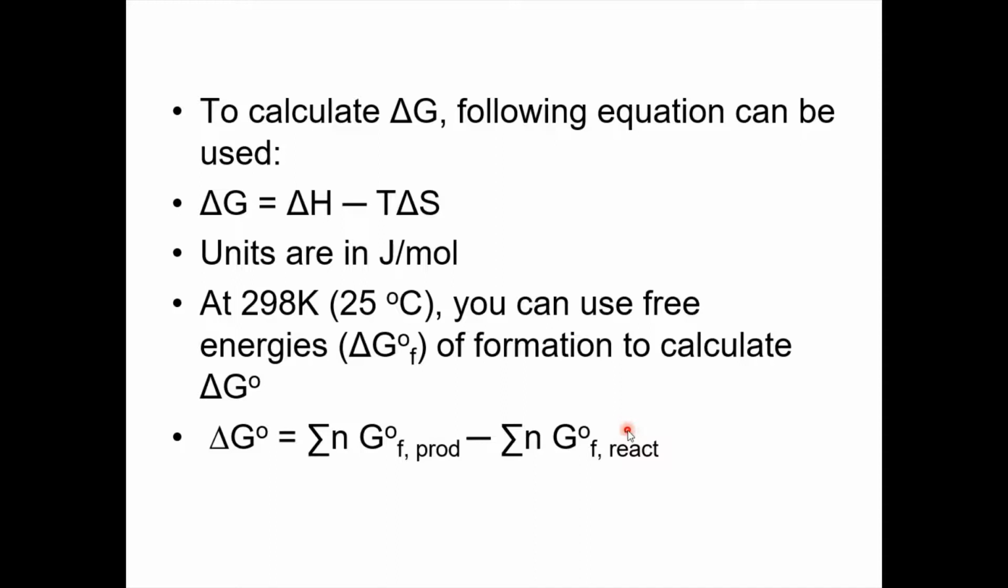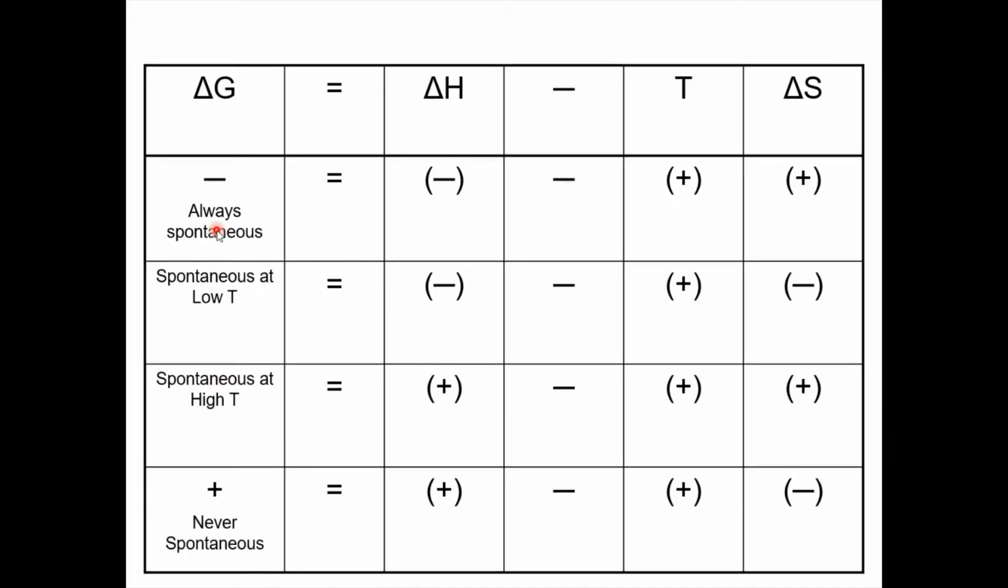So in order to figure out if your reaction is spontaneous, you've got to look at the delta H, the delta S, and the temperature. Plug those into this equation. If your delta G is negative, that means your reaction is spontaneous. If your delta G is positive, it's not. And if the delta G is 0, that means you're at equilibrium. Let's take a look at this chart right here.